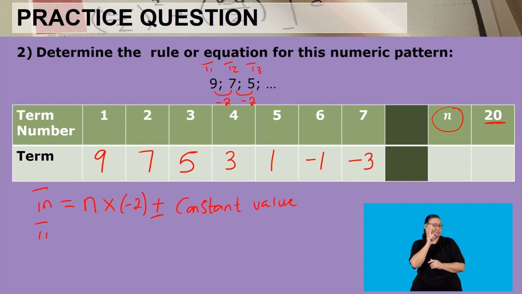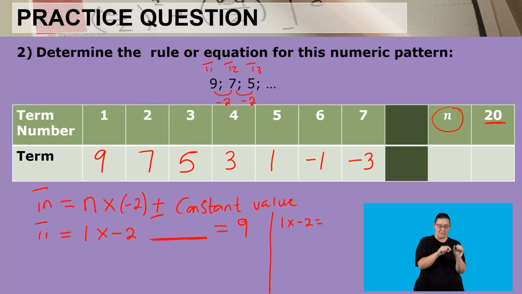So let's check with our first term. Our first term is going to be 1 multiplied by negative 2, and we are going to add or subtract a value so that we can get an answer of 9. So 1 multiplied by negative 2 is negative 2. But from negative 2, how do we get to our first term, which is 9? Yes, we are going to add 11.